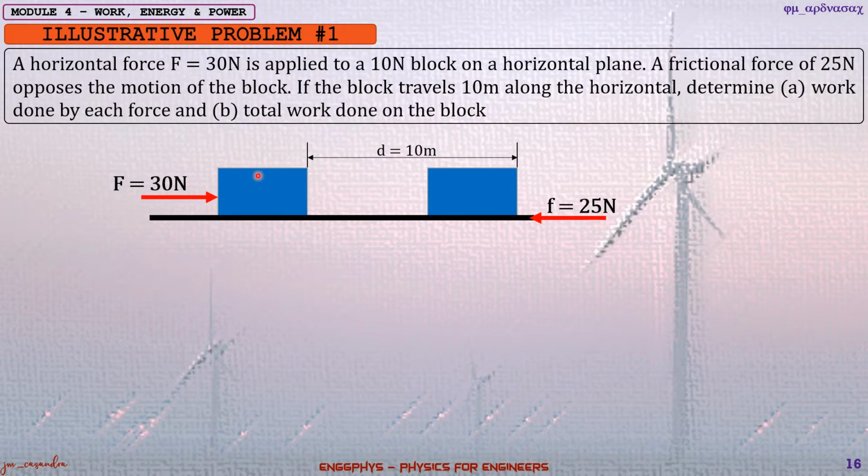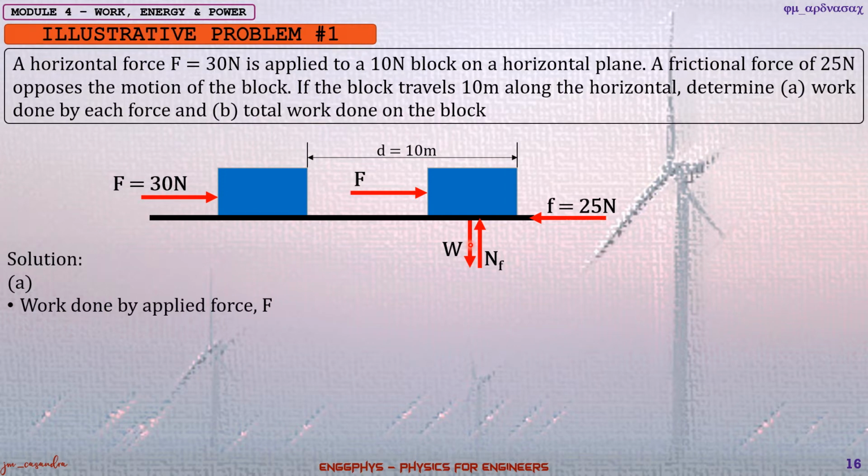So to solve now for our work done, we have to identify all the forces acting on the body. We have the first one, your weight, which is directed downwards. You also have your normal force. There are no other forces acting on it, so we only have 4: the applied force, the frictional force, and our weight and normal force. Okay? So for our solution, for letter A, work done is equal to force times distance.